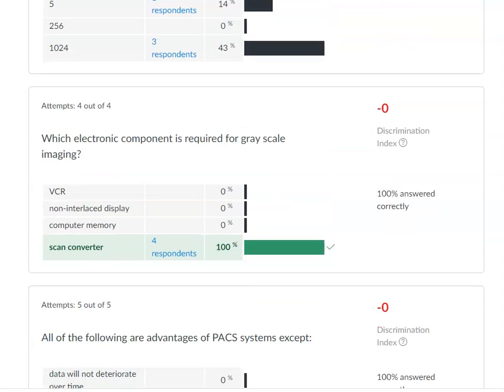Next question, which electronic component is required for grayscale imaging? Grayscale imaging is the scan converter. That's where our A mode signal gets converted into a picture, in the scan converter.